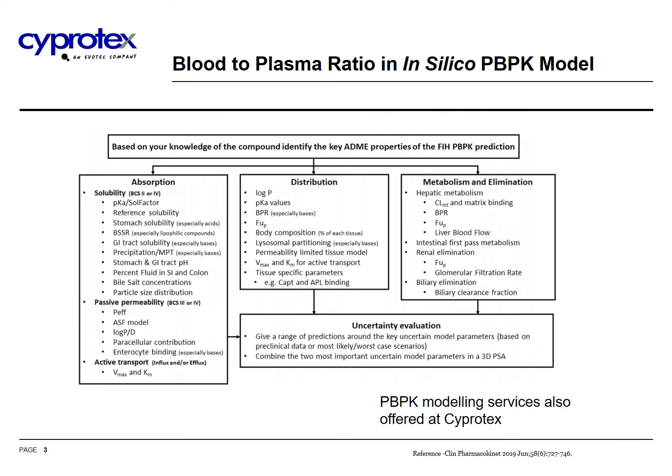This classification system is from a review article by Miller et al., emphasizing the importance of the blood to plasma ratio value in PBPK modeling for first-in-human predictions using GastroPlus, which is another modeling and simulation software.